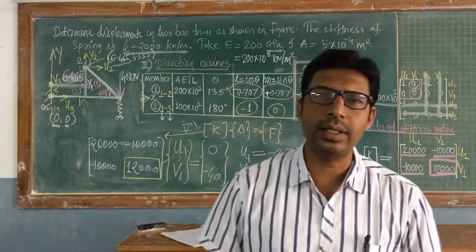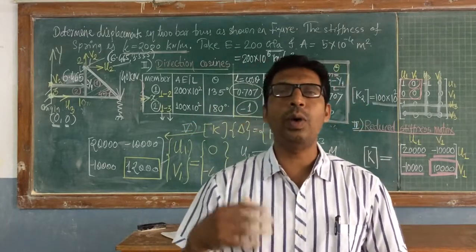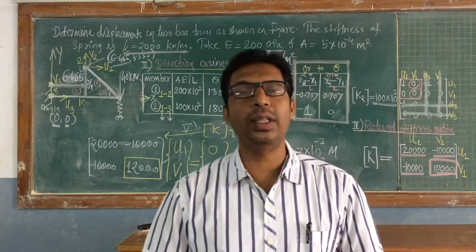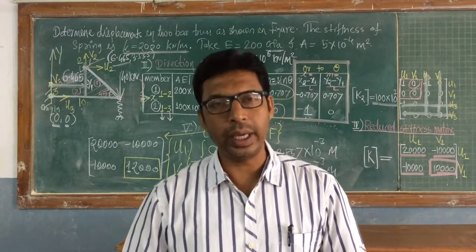Now in the next class, we will start unit number 4, that is the stiffness matrix method for continuous beams. Okay? Thank you.